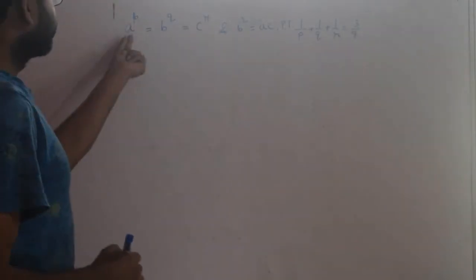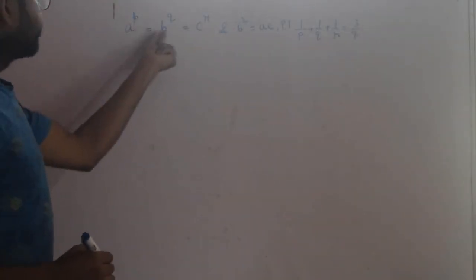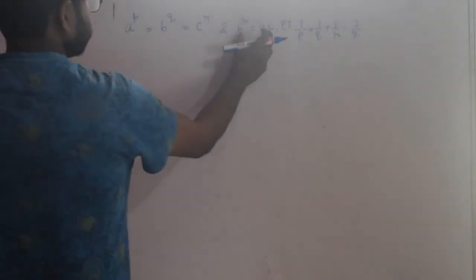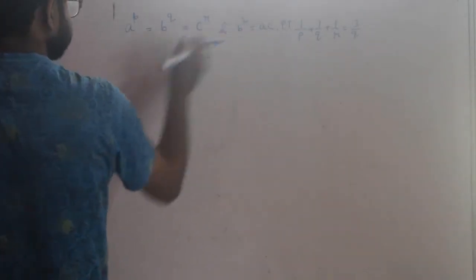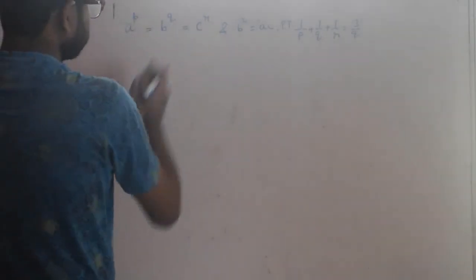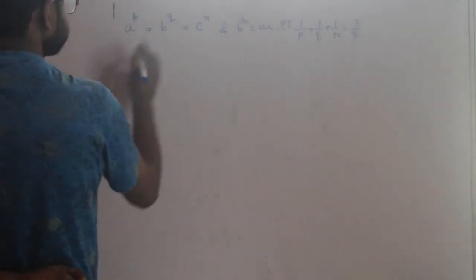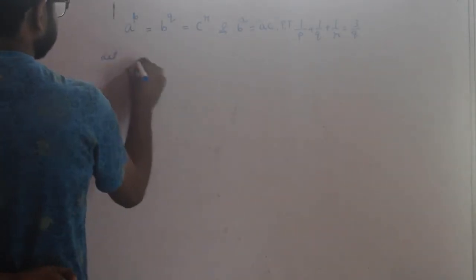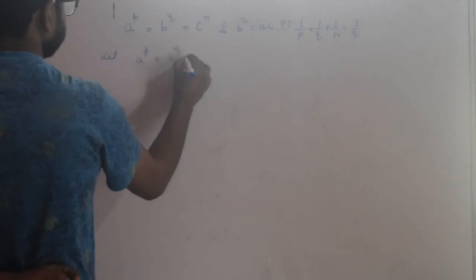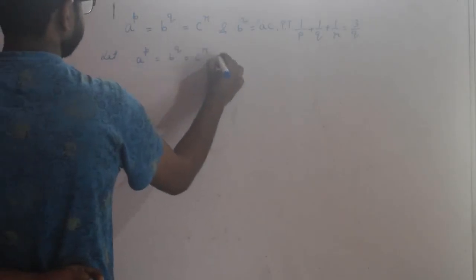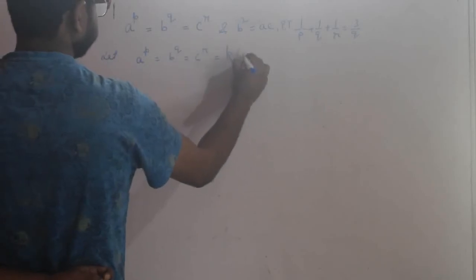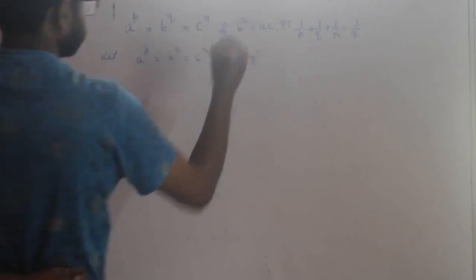Now see, here there is an equality sign. These three things are equal. And one more condition is given as b square equal to ac. Now when you have these equalities, these three things are equal. So if you get something like this, you can do what? Let a to the power p equal to b to the power q equal to c to the power r is equal to, you take one variable, say k. Take this k.